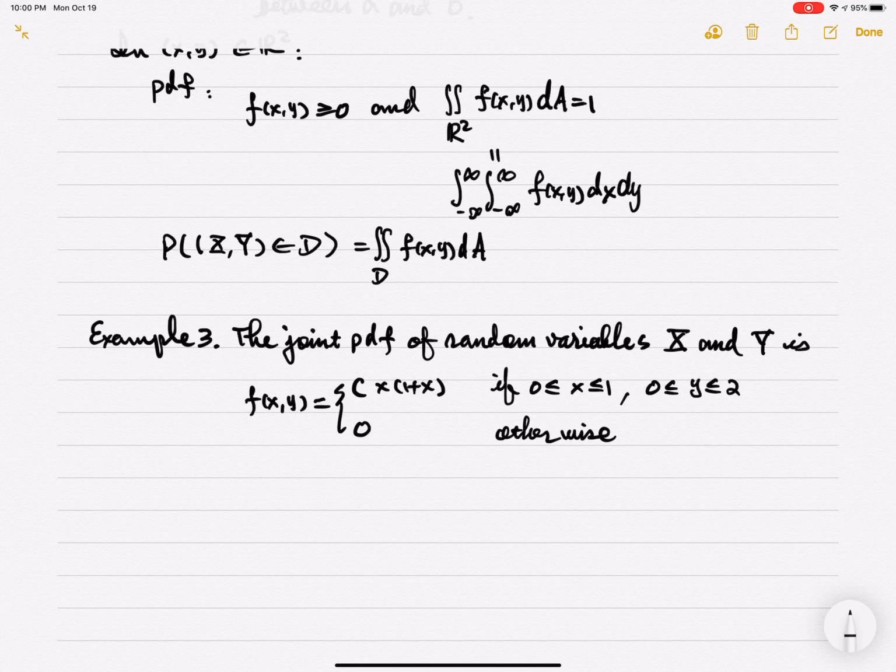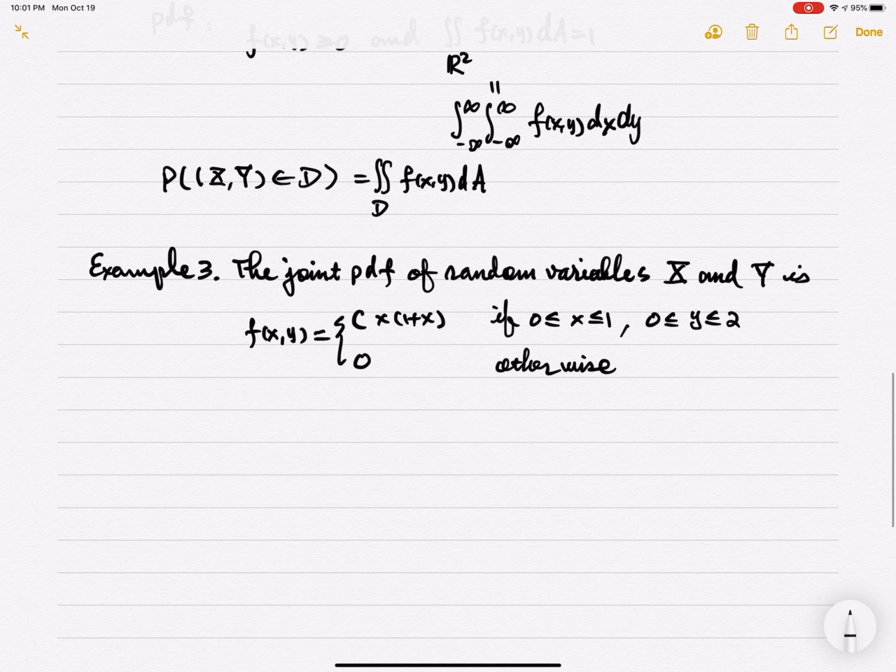So you can see this function is defined on R2, on the whole plane, but only on the rectangle from 0 to 1 for x, y from 0 to 2. Only on this rectangle is it not 0. Outside of this rectangle it is completely 0. So we ask you to do three things. Part A, what is c equal to? Find what c is equal to.